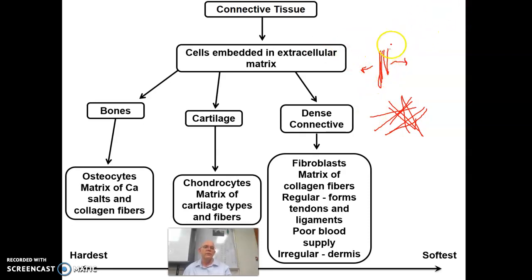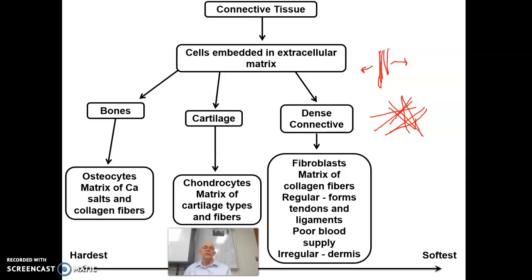There's that rock group again, One Direction. These fibers listen to one direction all the time. That's the only way they go, is one direction. And they're very strong one direction, but not so much the other way. The irregular goes in all directions. So no matter which way you pull on it, you're pulling against some of those fibers. And so it's not going to split open.